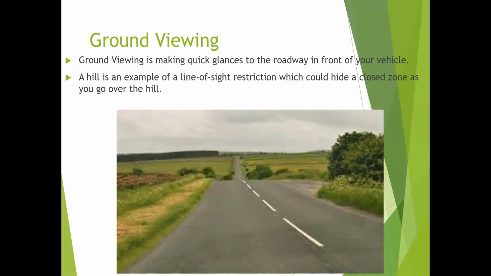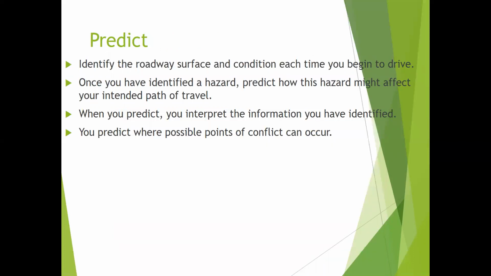A hill is an example of a line of sight restriction, which could hide a closed zone as you go over the hill. So for example, if you're traveling in the right lane and you were trying to figure out if you're going to pass another vehicle and you can't see over the hill whether another car is coming, then you've got to stay in your lane. You don't pass because you don't know for sure. So, use the idea of open zone, closed zone, and you don't want to take chances.